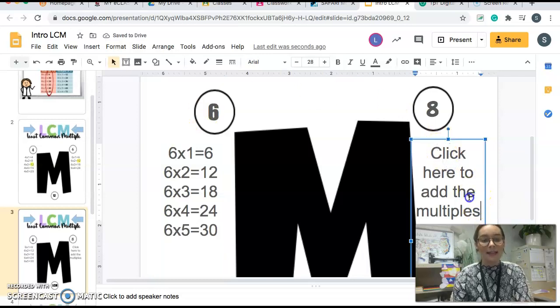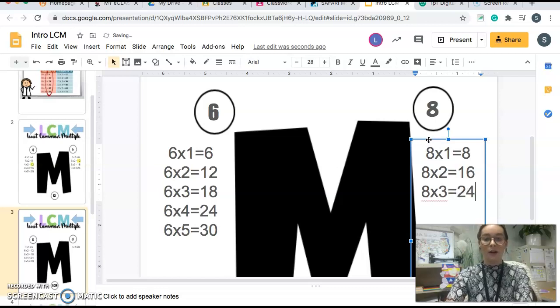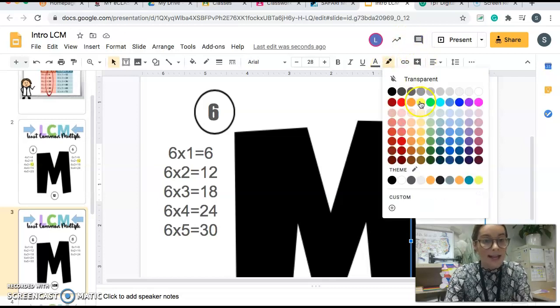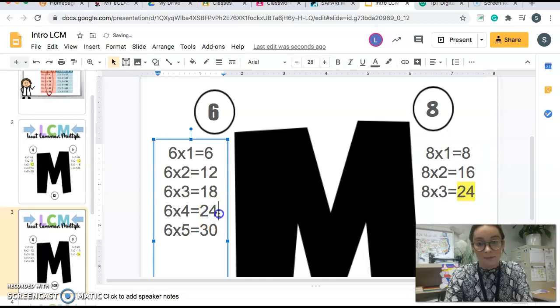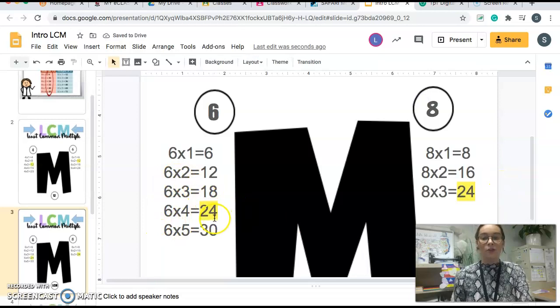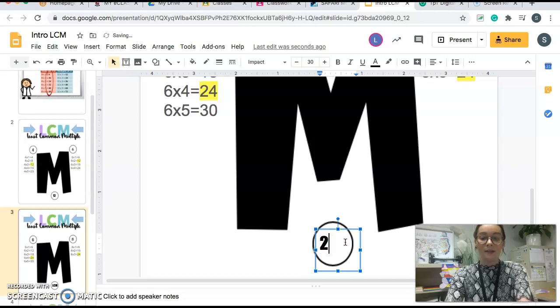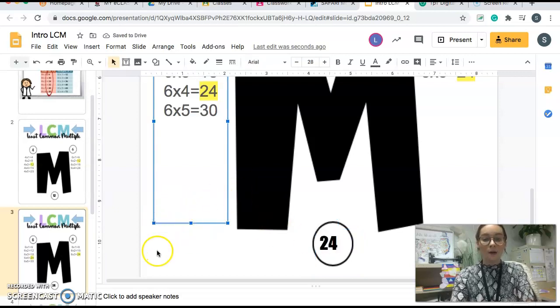Now let's try doing 8. 8 times 1 is 8. 8 times 2 is 16. 8 times 3 is 24. Look! These two numbers are the same. Here we go. So your least common multiple is going to be, ta-da, 24.